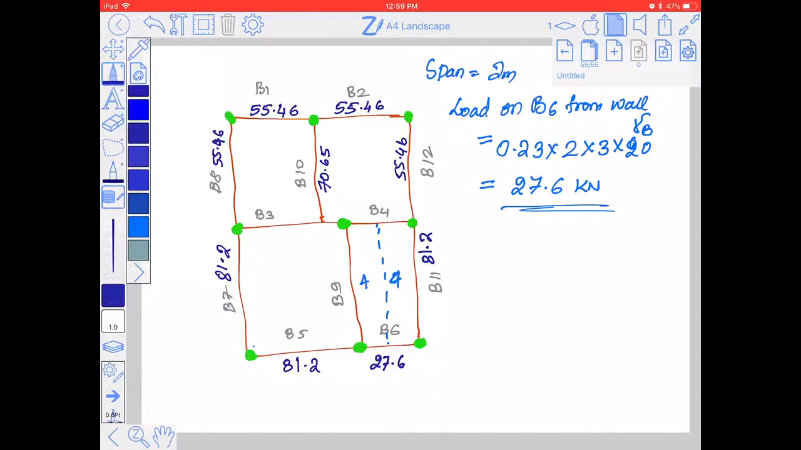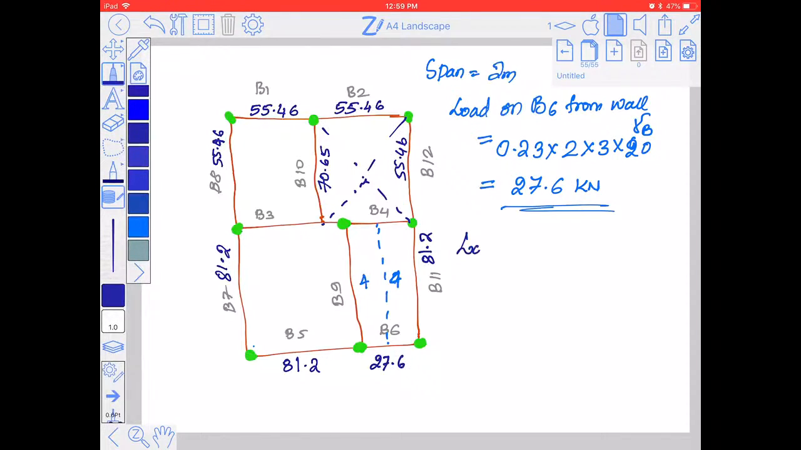Okay, here what I will do. The remaining beams are B3, B4 and B9, right? So first I need to find out the load on B4. It is quite difficult as compared to the previous one. Okay, load on B4. Here, B4 is the span of the beam.